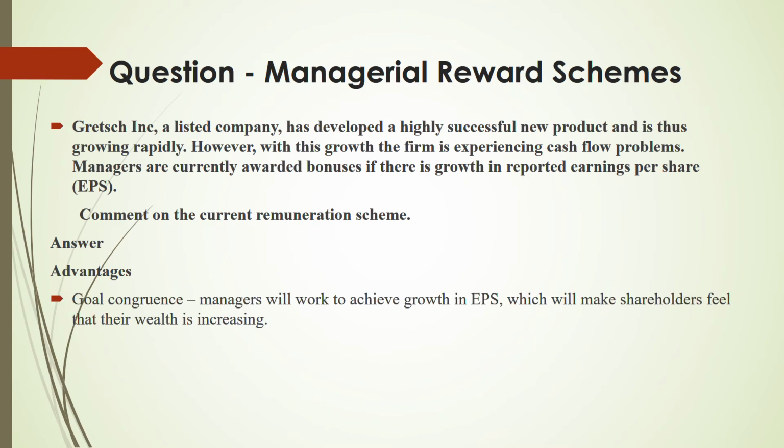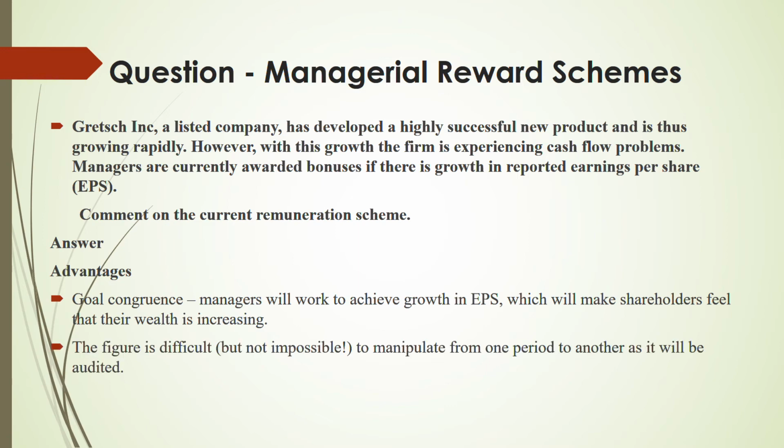So the first advantage is goal congruence. How? Managers will work to achieve growth in EPS, which will make shareholders feel that their wealth is increasing. Growth in EPS means that as managers increase their EPS, shareholders' wealth also will increase. So the goal is the same. The managers' and the shareholders' goals are more aligned. The next advantage is that the figure is difficult but not impossible to manipulate. That means there's a slight chance of manipulating the EPS figure.